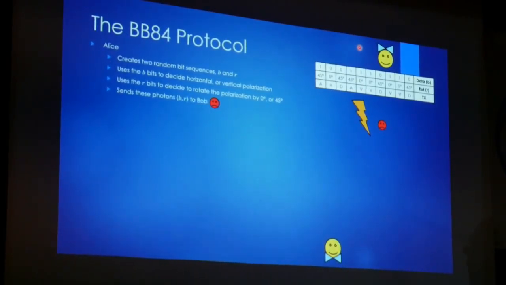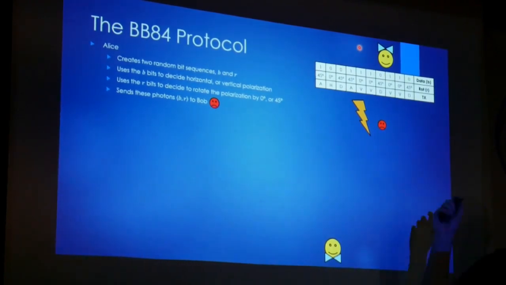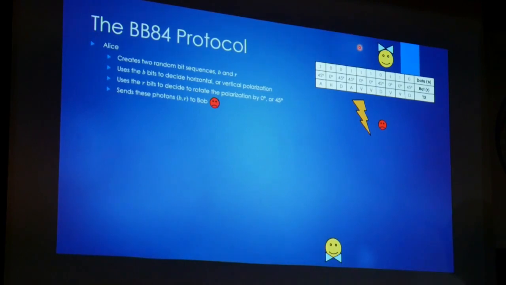She sends these photons in these two different random orientations. Remember, we can rotate it however we want with a Faraday rotator. And the intensity can be made as weak as we want, and the polarization can be in any direction that we want. She sends them to Bob.